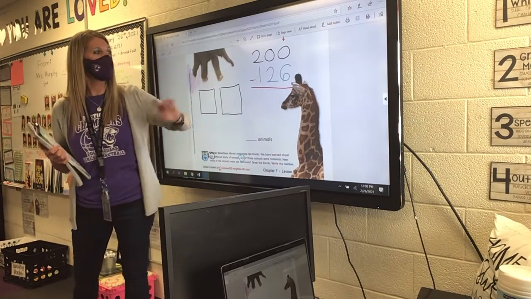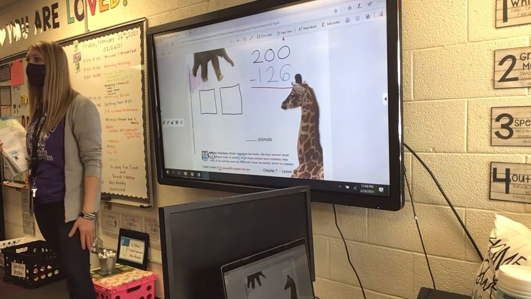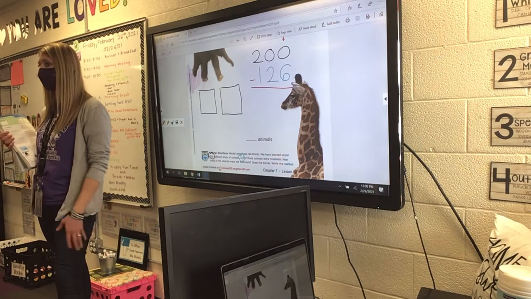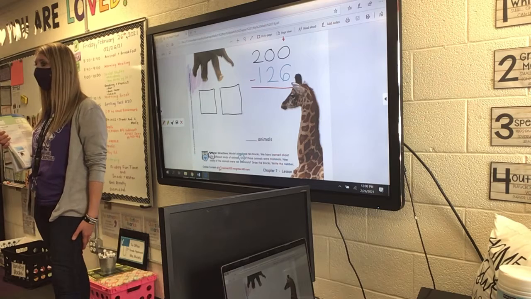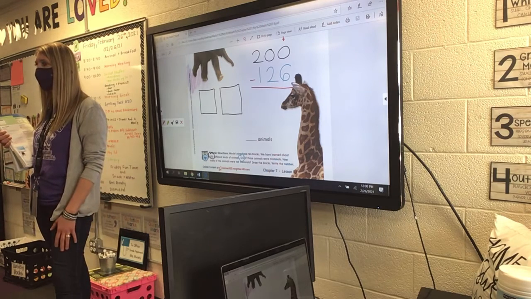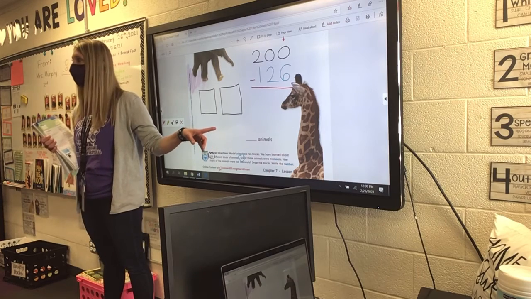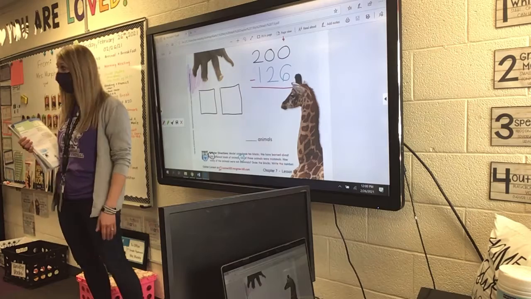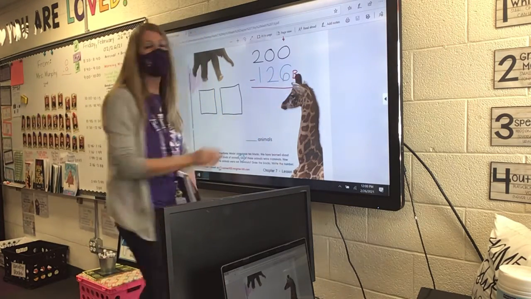I'm going to start at the ones. I have 0 ones, and I want to take 6 away. What's going to happen here? Do I have any ones to take away from? Addie? No, because you have to regroup because it's bigger than. Yeah. Bigger bottom, better borrow.